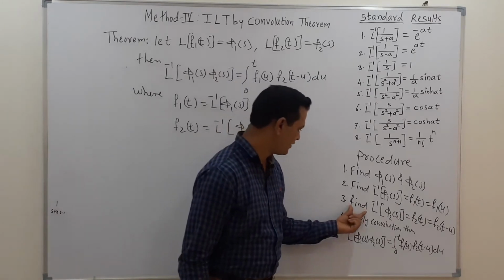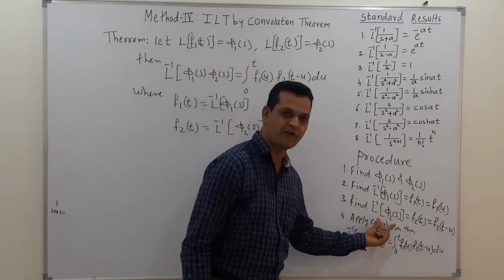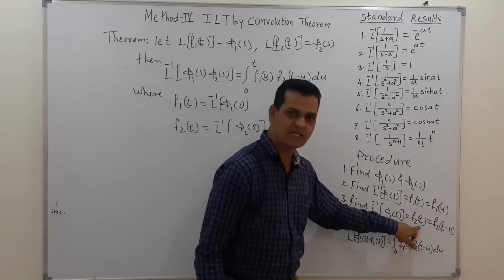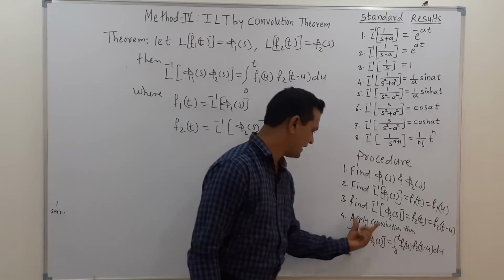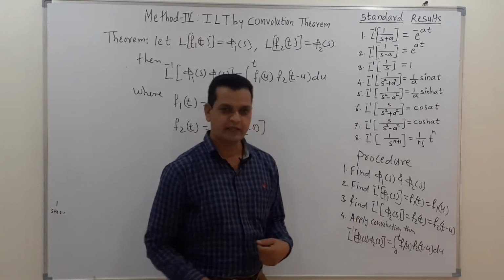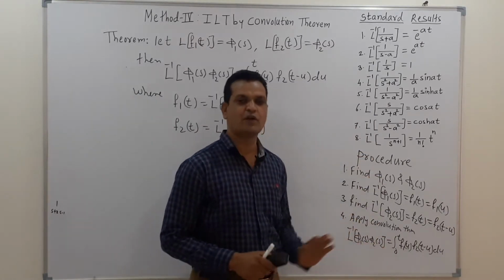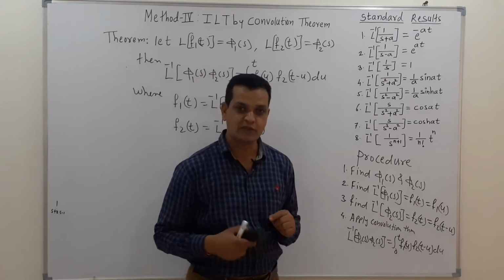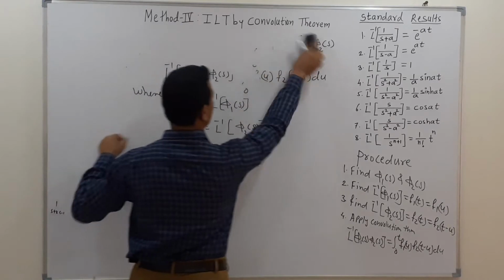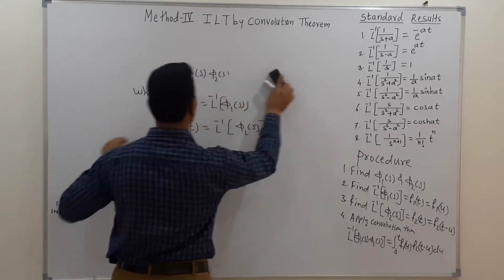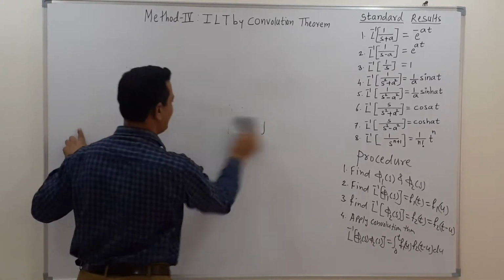So now again find out the inverse Laplace transformation of phi 2 and we get this as f2 of t. Again replace this t by t minus u. Then after that apply the convolution theorem. So this is the process for solving examples based on the convolution theorem. So now to understand this concept, let's take the first example so that your idea will get clearer.